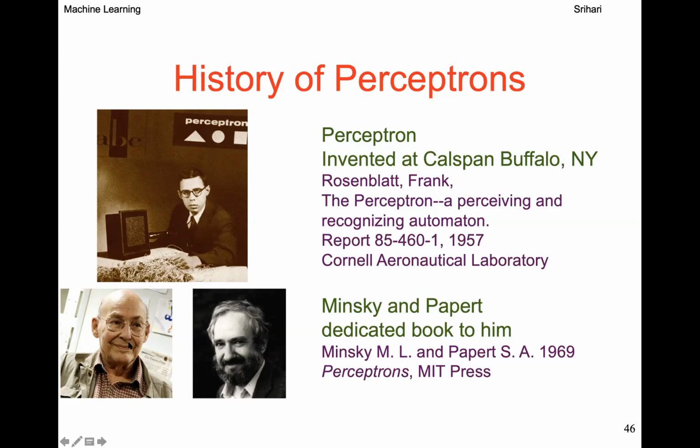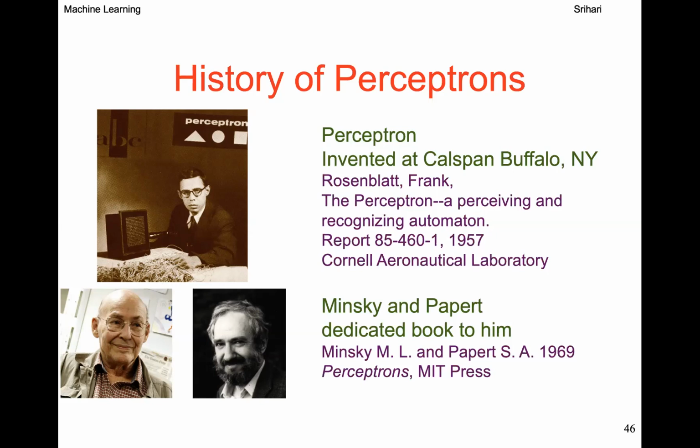These are a couple of famous AI guys, Minsky and Papert, who wrote a book titled Perceptrons, 1969. They dedicated the book to Rosenblatt. Rosenblatt died at the age of 45. He was a young man when he died. And look at all the wires in front of him. The perceptron involved a hardwired machine. And today that machine that he built is in the Smithsonian in Washington, D.C.